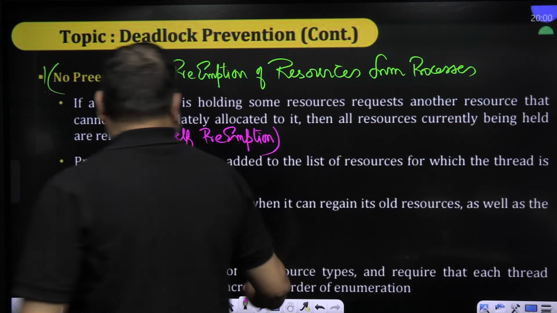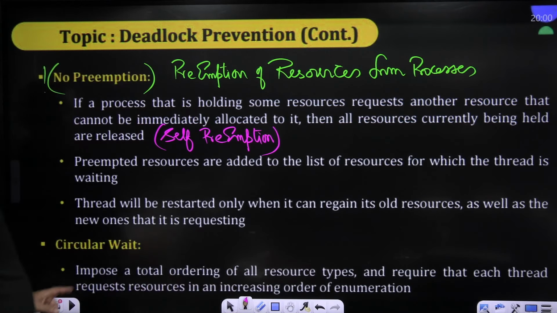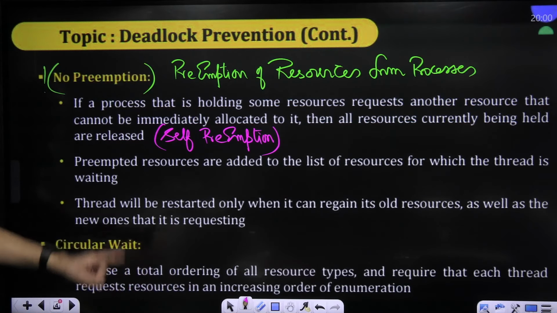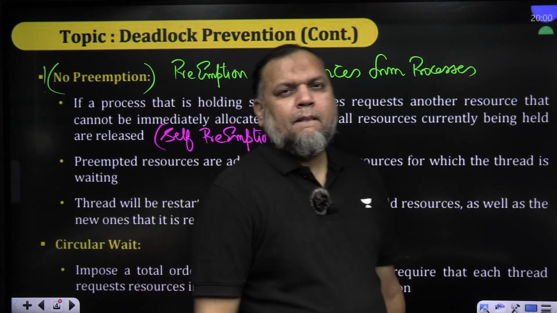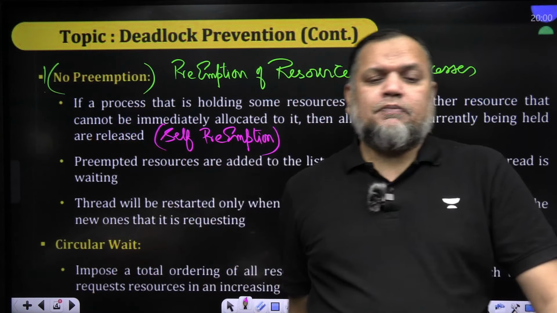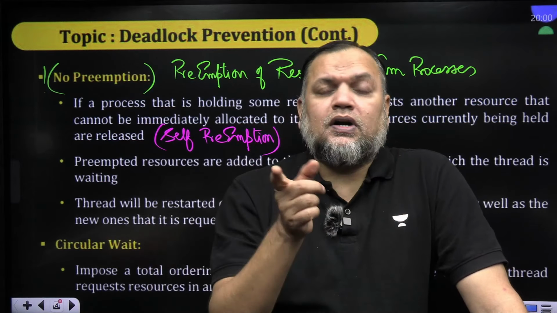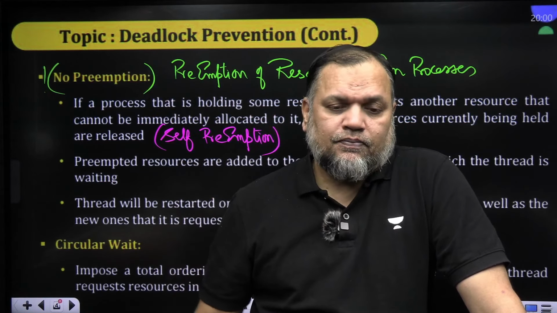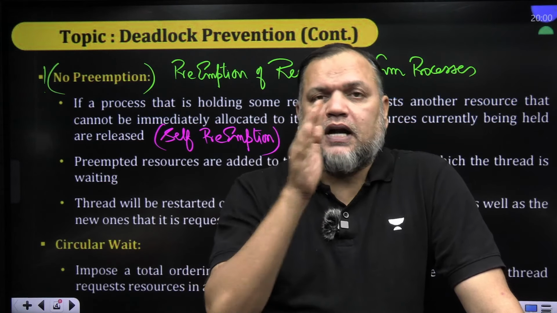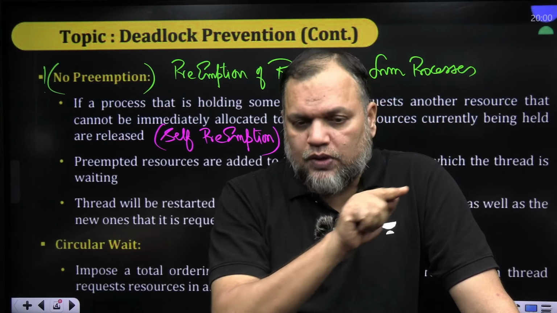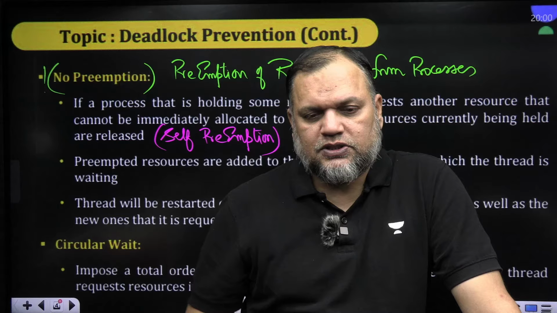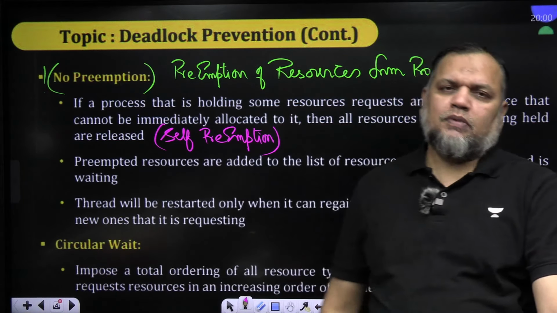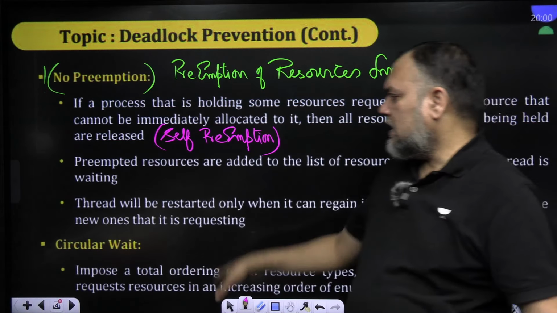Impose a total ordering of all resource types and require that each process requests resources in an increasing order of enumeration. Number all resources uniquely and implement a total order. Matlab aap ye keh rahe ho, circularity avoid karne ke liye we should follow a linear order. That means impose a restriction that all the processes should request resources only in increasing order or decreasing order, linear order of resource numbers. If you guarantee this, circularity can be avoided. So that's what the last condition says.